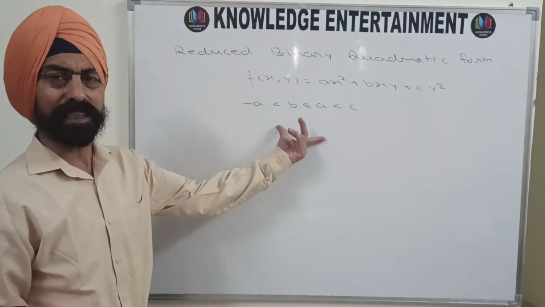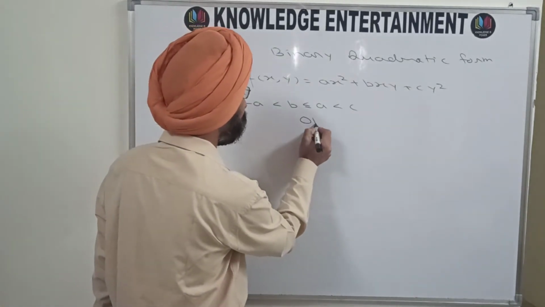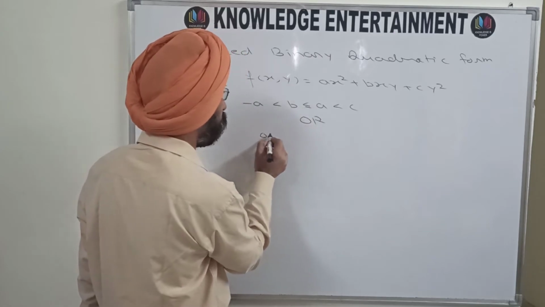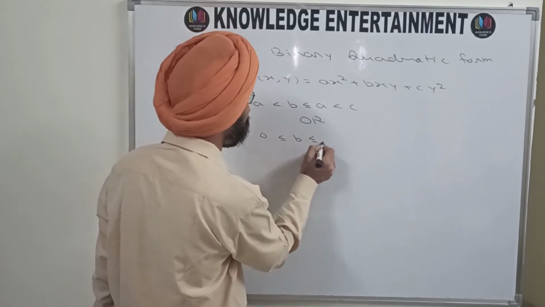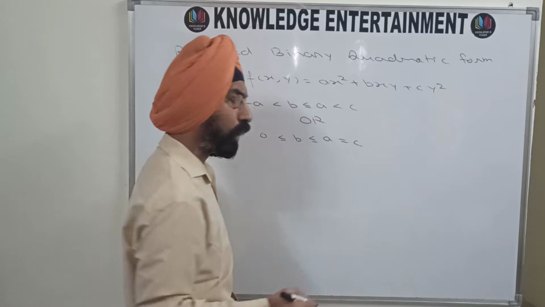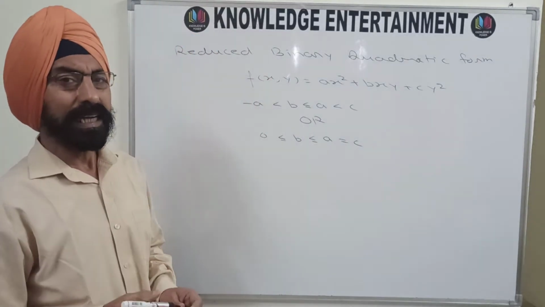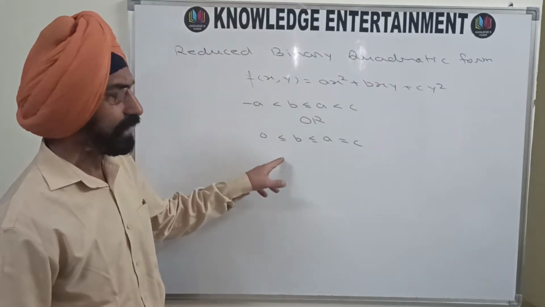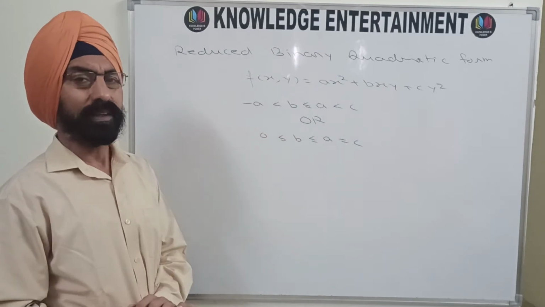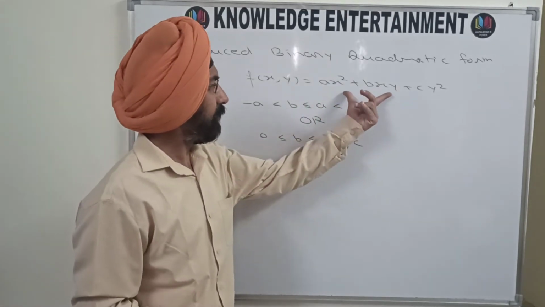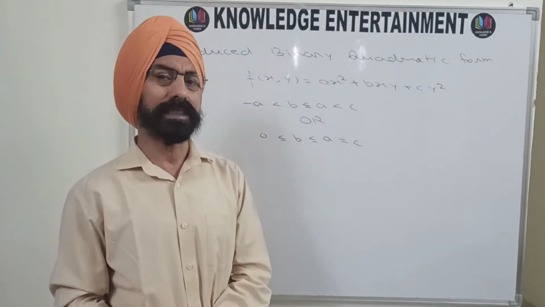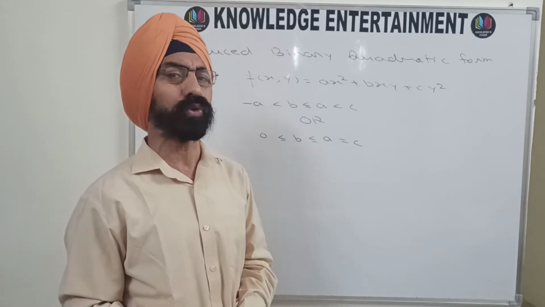either this condition is satisfied, or 0 ≤ b ≤ a = c, or this condition is satisfied. If either of these two conditions is satisfied, we say that the binary quadratic form ax² + bxy + cy² is a reduced form.